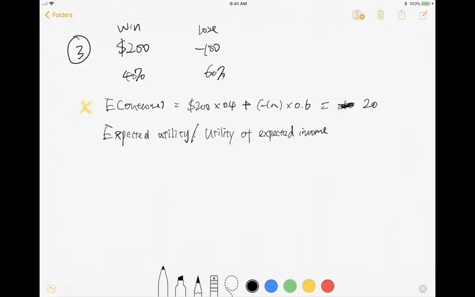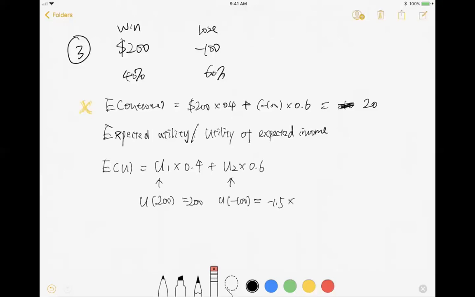So the expected utility from the gamble is U1 times the probability of 1, 0.4, plus U2 times the probability of situation 2, 0.6. And U1 equals U of $200, which is 200. And U2 equals U of negative 100. And from the formula we are given, when x is smaller than 0, we have to calculate it as negative 1.5 times x, right?